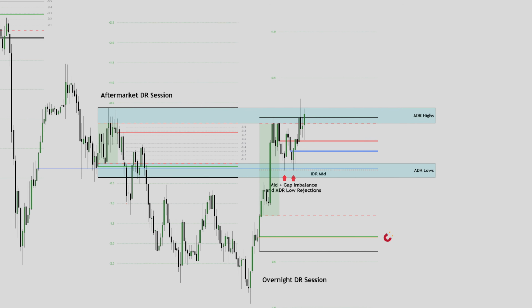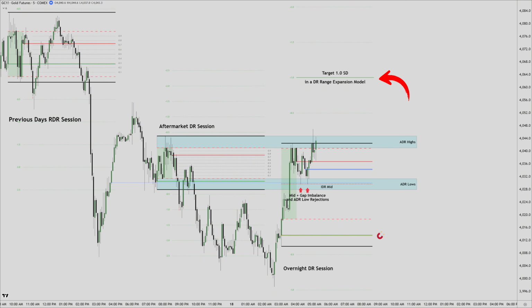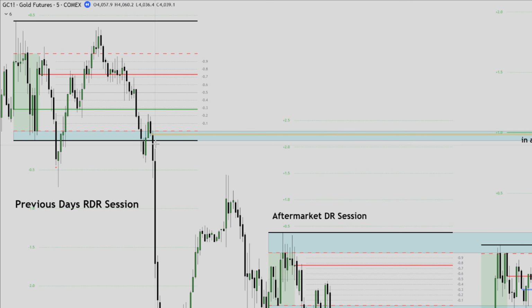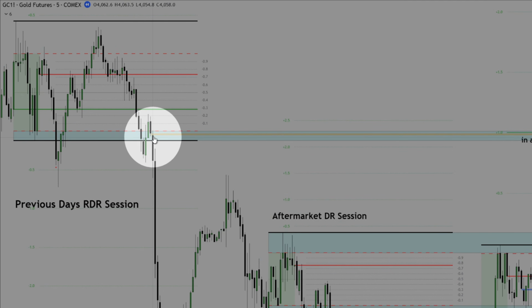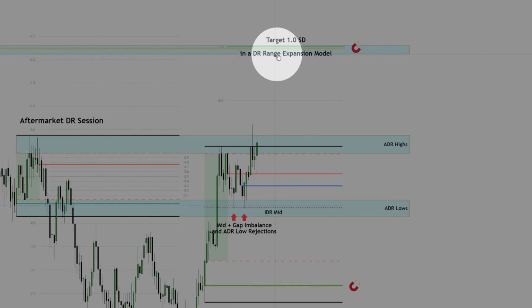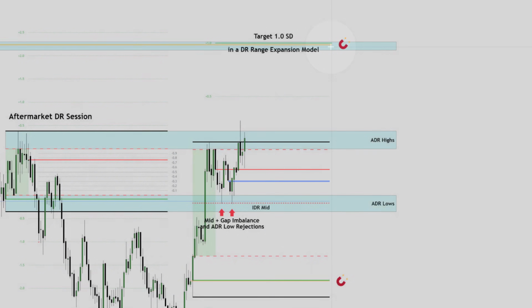In a DR range expansion model, the natural target is the 1 standard deviation level. But here you also have confluence from the open magnetic volume imbalance above and the previous day's regular session lows. That combination strengthens the case for an upside expansion.